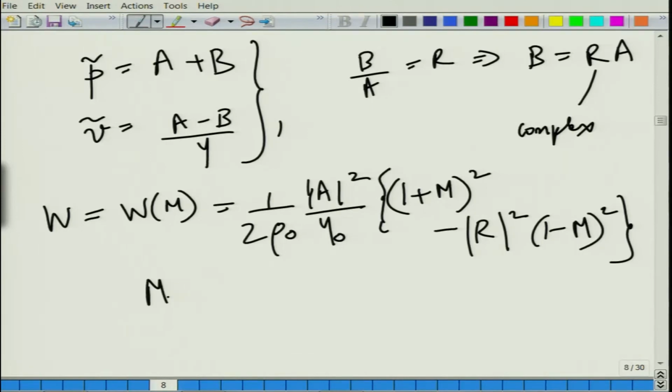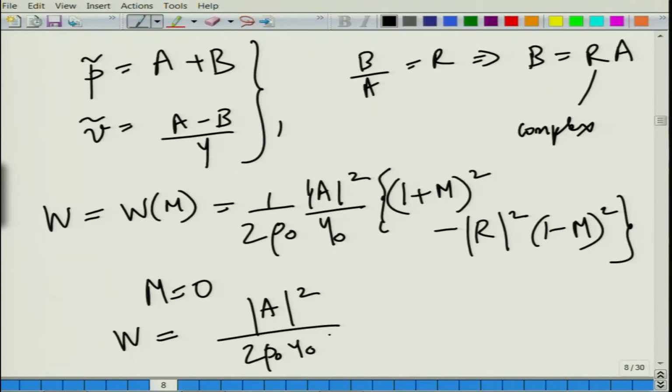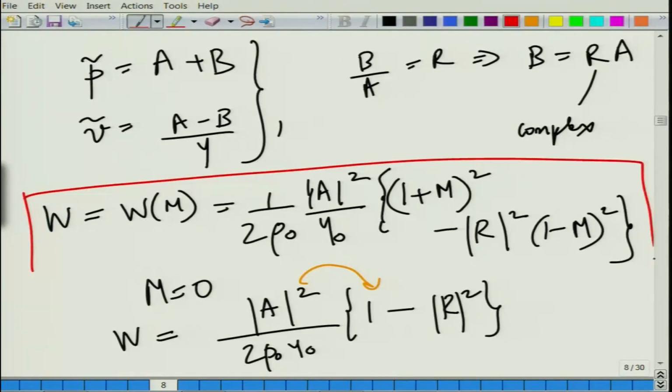Clearly, when you have M equal to 0, this should reduce to the more familiar expression, that is 1 by 2 rho naught times y naught times 1 minus mod of this thing. Now, if we just do some algebra, take a inside this thing, we will have mod a square minus mod of a into r whole square, that is nothing but b. So, this is something that we have seen in the very first few lectures of this course. So, let me box this expression.